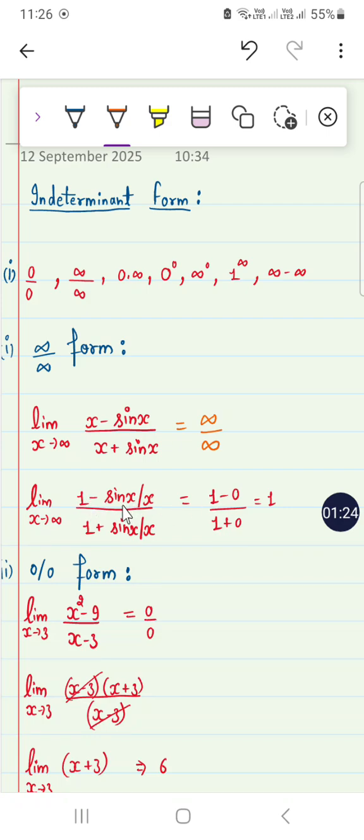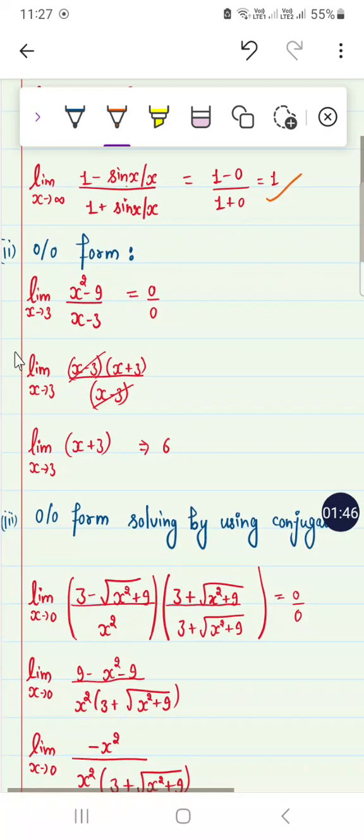Limit as x extends to infinity of sin x upon x is 0. Limit as x extends to infinity of 1 is 1, and limit of sin x upon x is equal to 0, right? So (1 minus 0) upon (1 plus 0) gives you 1. That is the form after removing infinite upon infinite form, giving existence of the limit, right? Now we have the second form, 0 upon 0 form, right?